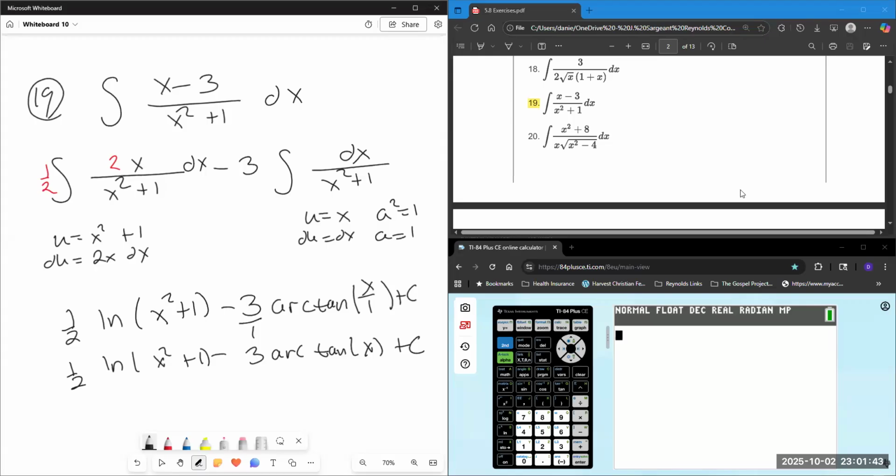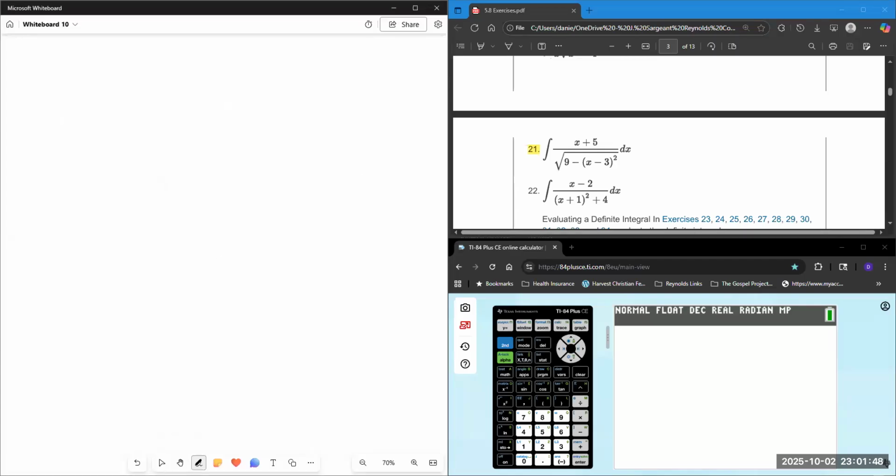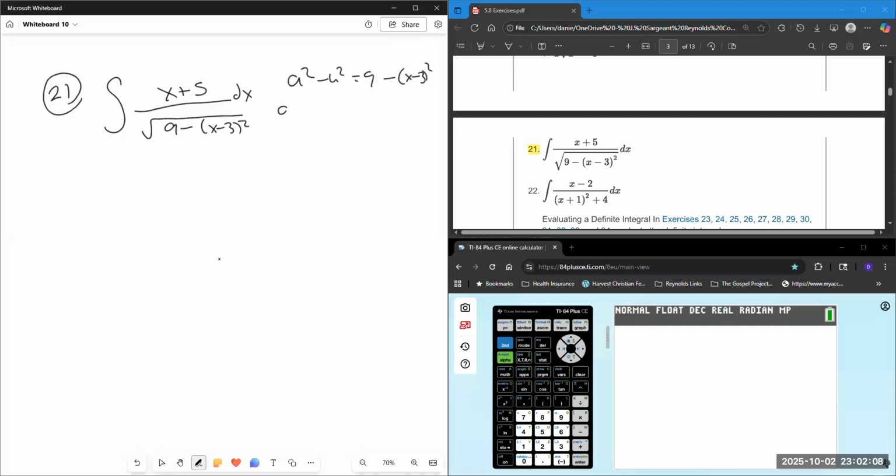So 21 will be similar but different. Integral of x plus 5 dx over root 9 minus x minus 3 quantity squared. So a squared minus u squared is equal to 9 minus x minus 3 squared. A squared is 9, making a equal to 3. U squared is x minus 3 squared, making u equal to x minus 3. And du equal to dx.